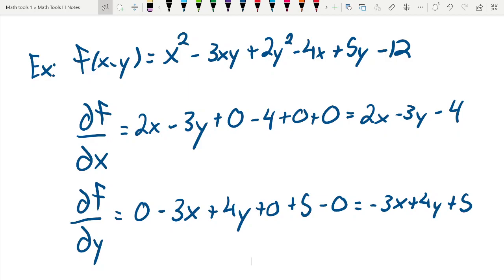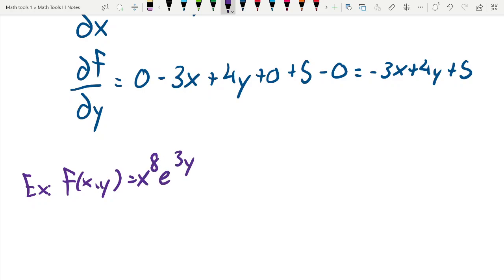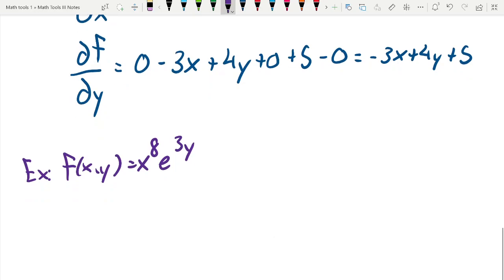Here, why don't we, here's a couple of good ones here. Let's do f of x, y equals x to the 8th, e to the 3y. Okay. So here we want to do the partial f x. So e to the 3y, the whole thing is going to be a constant, because this is just like e raised to a constant is how we're thinking of it right now. So it's just going to come along for the ride, essentially.